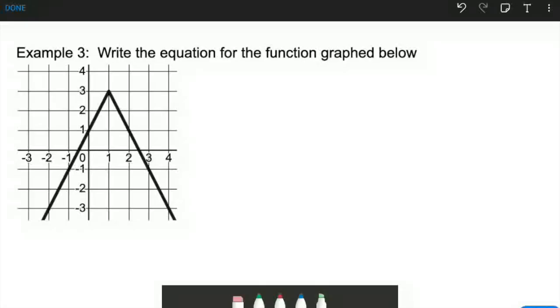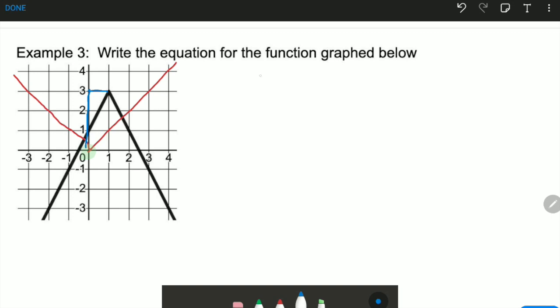In this example, we're asked to write the equation for the function graphed below. We have an absolute value function graphed, so to do this, we're going to have to figure out the transformations first. Normally, this is the absolute value graph. So let's look at the vertex here. See how it's been moved around. You can see that it's been moved up 3 and to the right 1.